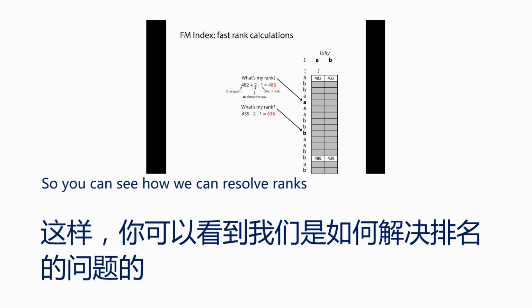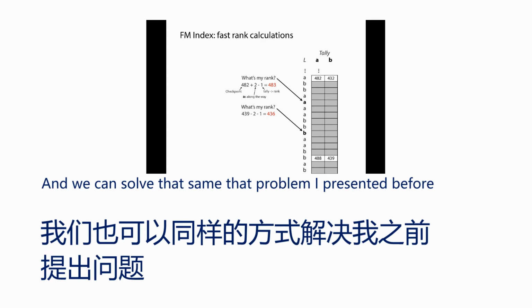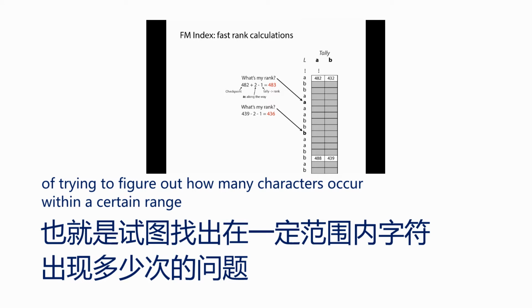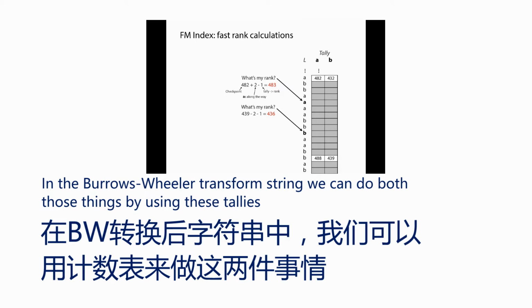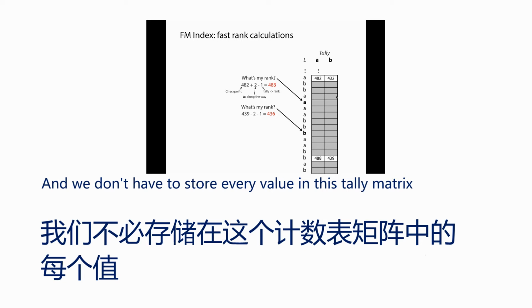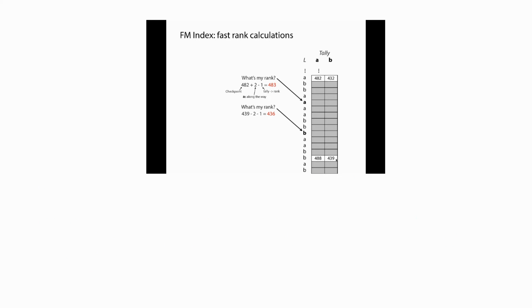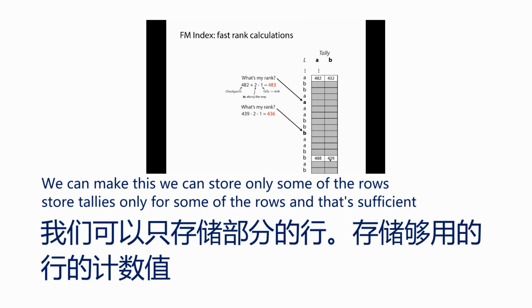So you can see how we can resolve ranks, and we can solve that same problem I presented before of trying to figure out how many characters occur within a certain range in the Burrows-Wheeler transform string. We can do both those things by using these tallies, and we don't have to store every value in this tally matrix. We can store tallies only for some of the rows, and that's sufficient.